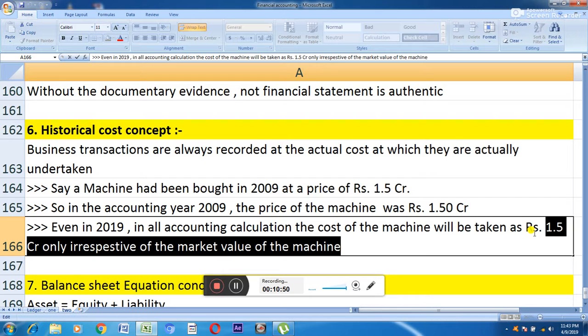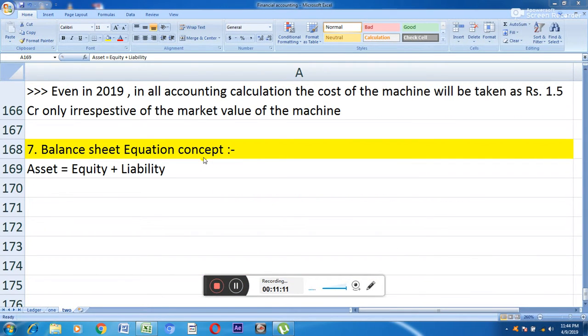Similarly, if the value of the machine is now 1 crore, you cannot show that one. You have to show it is 1.5 crore because the same has been purchased in 2009 with a value of 1.5 crore. Now balance sheet equation concept. What is balance sheet equation concept? It is similar like dual aspect concept, that is asset is equal to equity, that is owner's capital plus liability.